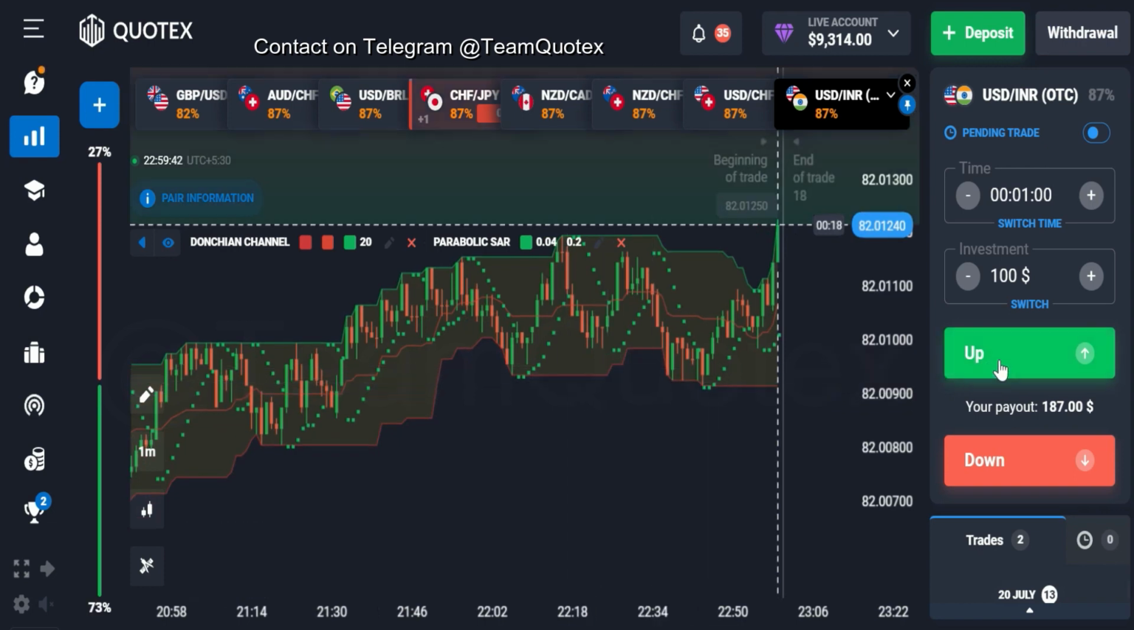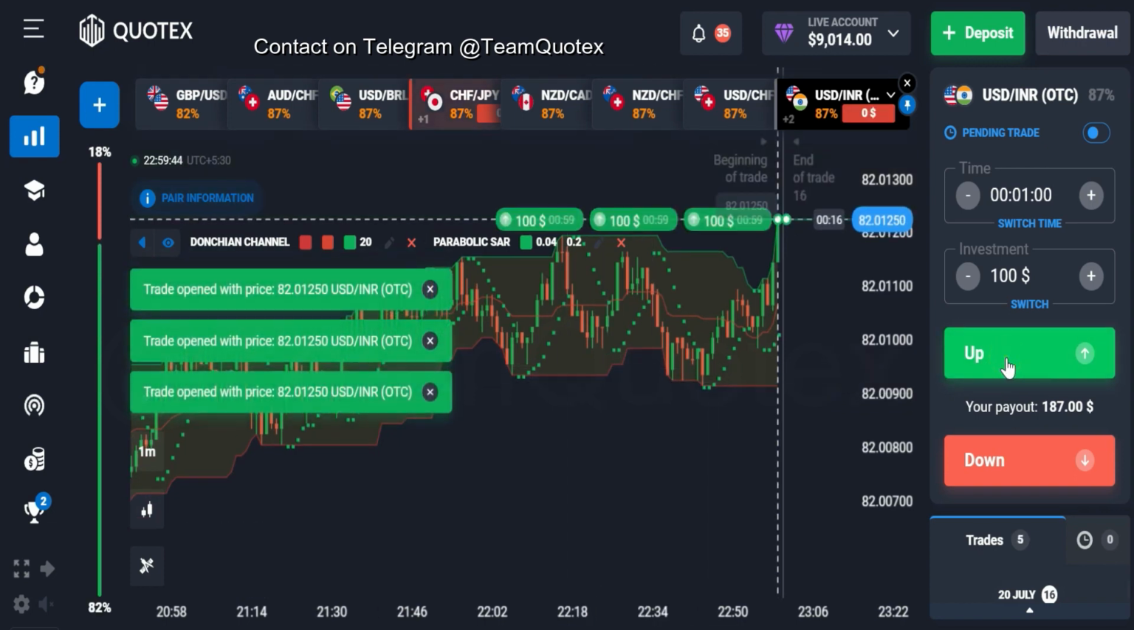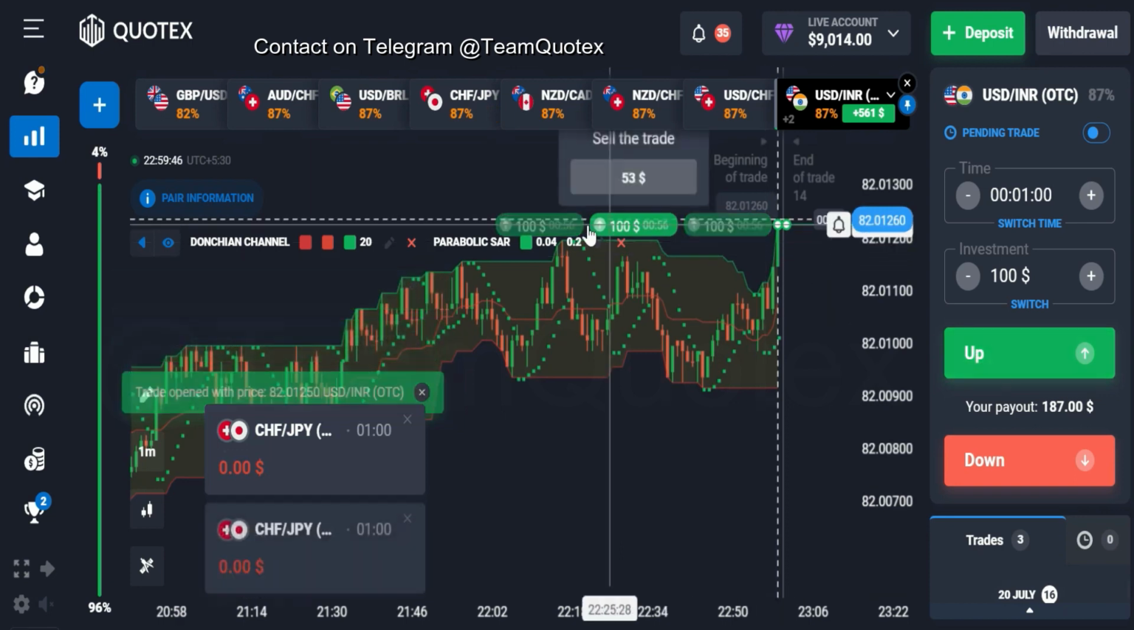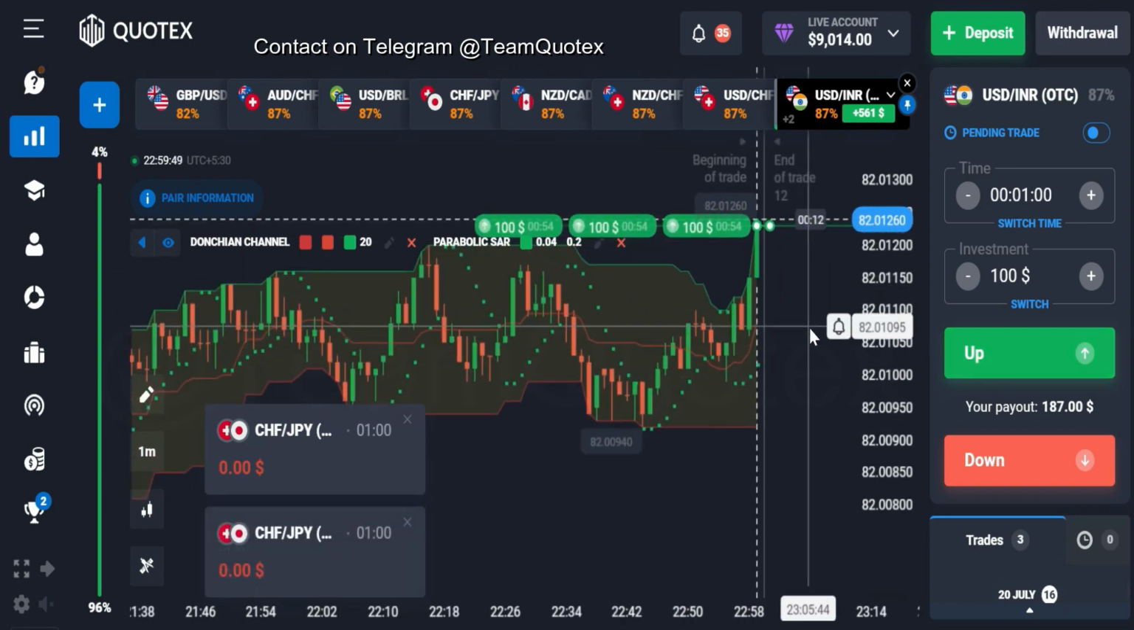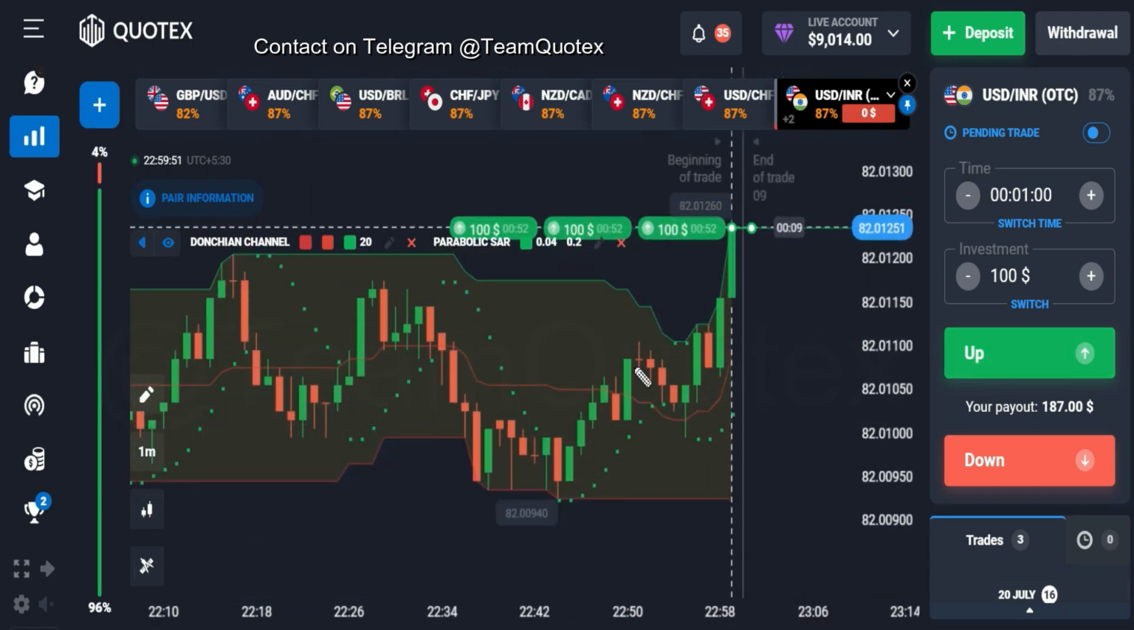Okay, here we can trade, guys, in up direction. And now you can see I took 1, 2, 3 trades in upward direction. What is the logic? The logic is very simple, very easy. Here you can see the position of the parabolic is in downward direction. This is your price, and below the price is the parabolic. So it's indicating to us an up direction trade.